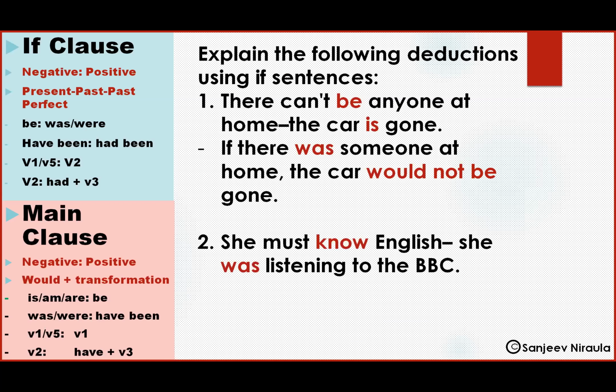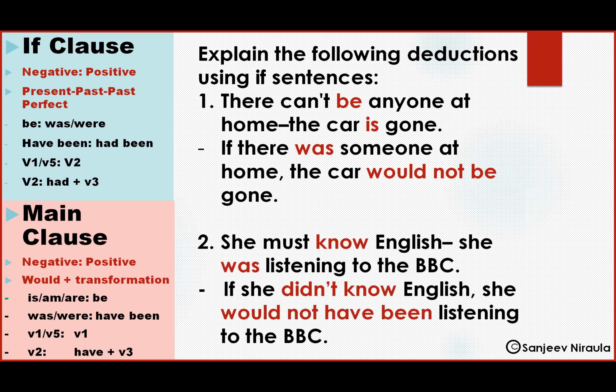Question number 2, she must know English, she was listening to the BBC. Know is verb 1, make it verb 2. She must know English is positive, make it negative. She was listening to the BBC, that's positive, make it negative. And convert was into have been, and the answer is if she did not know English, she would not have been listening to the BBC.